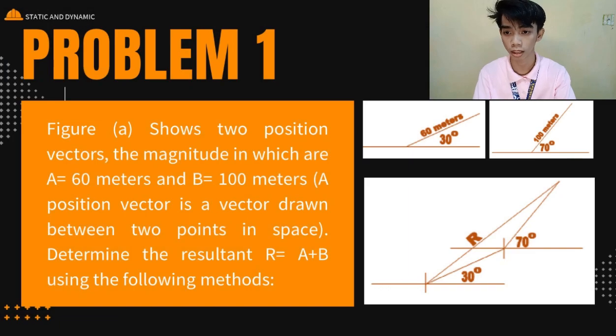Problem 1. Figure A shows two position vectors, the magnitudes of which are given. Ang unang force ay mayroon 60 meters with 30 degrees angle. Pangalawang force ay may 100 meters at 70 degrees angle. Sa pag-FBD po niyan, tatandaan po natin na yung dalawang arrow po ay buntot to arrow, tapos yung resultant po ay buntot to buntot, arrow to arrow.